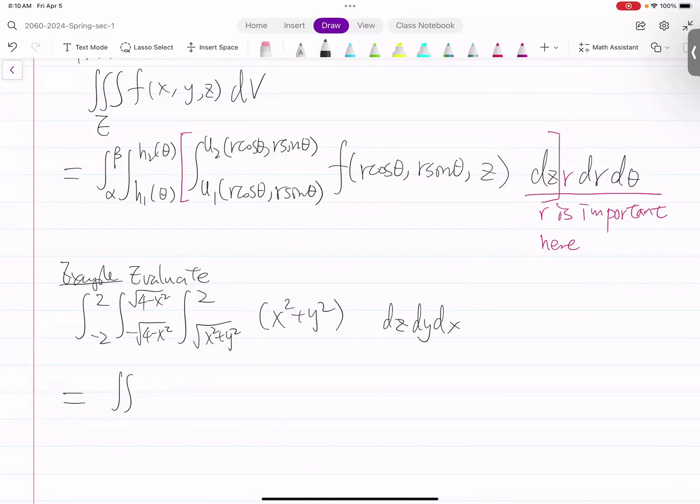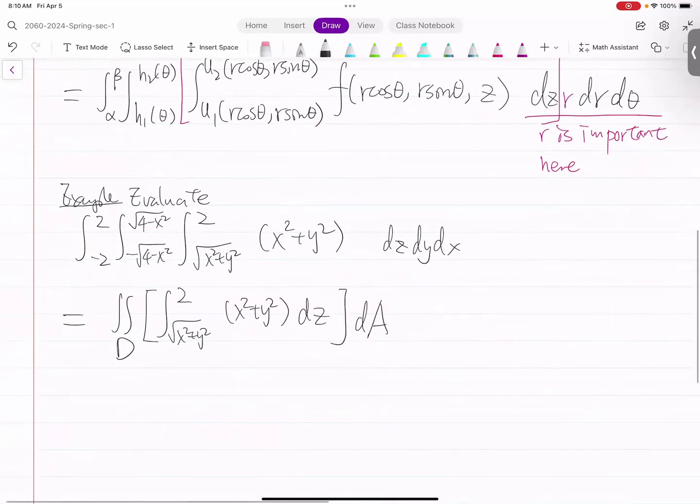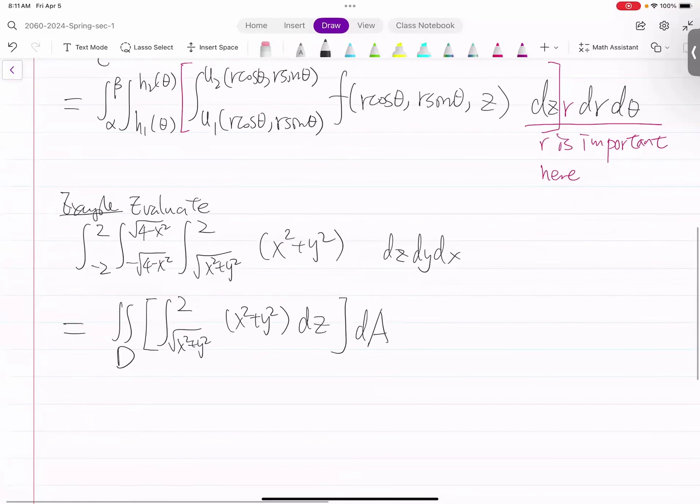So let's translate the xy coordinates. Here we're going to translate x and y so that we describe a region D in the xy plane, and the way that you subdivide the region into pieces is going to be dA. And for the innermost integral, we just copy it down. It's from the square root up to 2, and then we're integrating x squared plus y squared dz. But now we need to describe that region D.